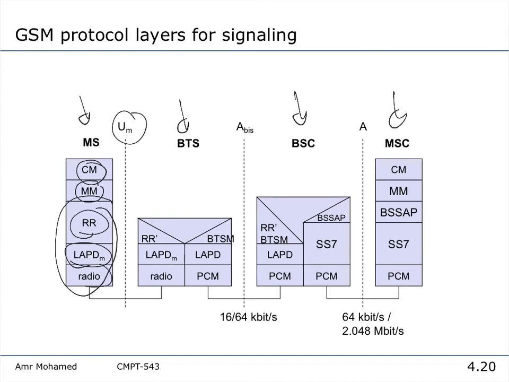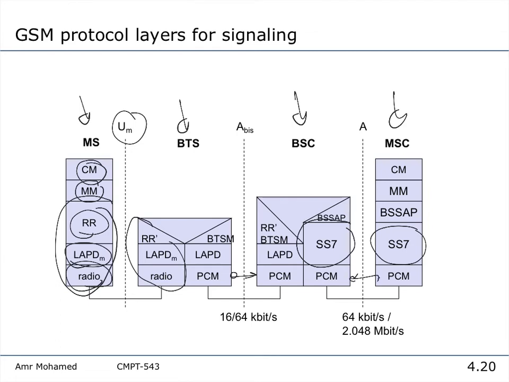Of course, radio here is the physical layer, which performs channel coding, modulation, and so on. Okay. The same layers here correspond to the base transceiver station. Here, as we said, the base station controller communicates with the MSC through SS7, and here we have a physical layer that is slightly different between those two.